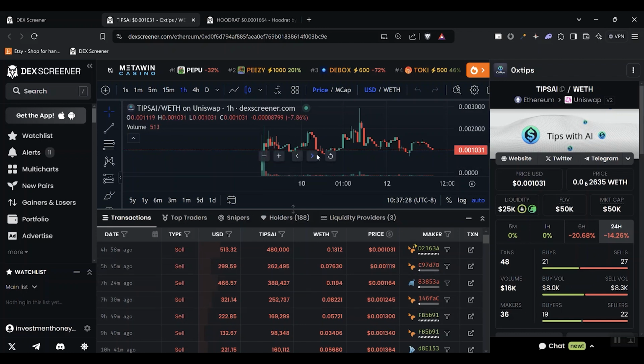Okay, so this one, again, we set that alert at 67. It's retraced down to 50. So I think if this retraces any more, I'm just going to delete the alert, and then we're just going to move on from this particular token.